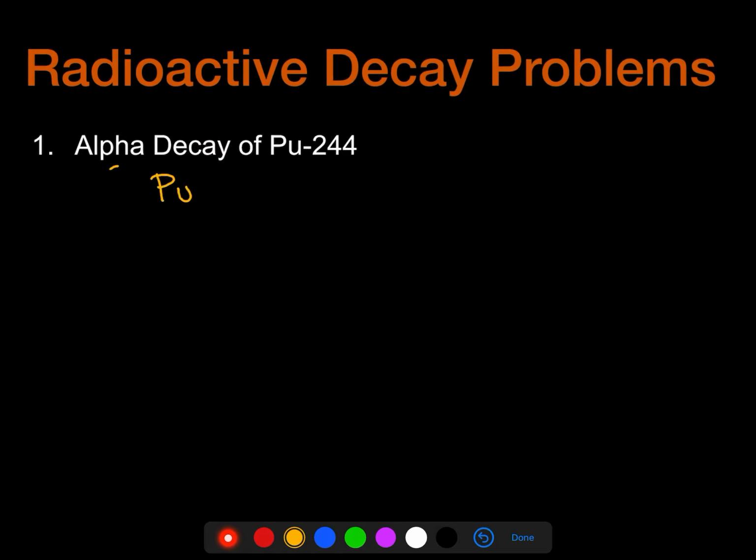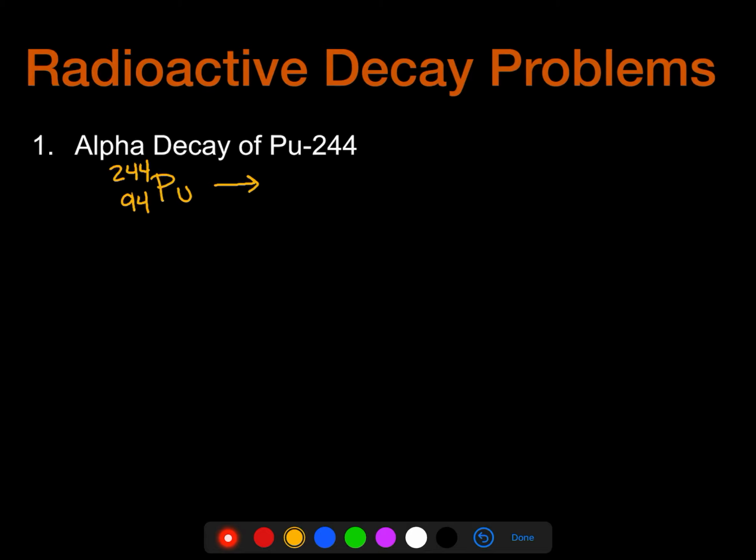Pu-244 is the mass. Plutonium is always number 94 on the periodic table. So if you have yours nearby, you might check this. It's down in one of the bottom two rows on the very bottom of the periodic table. We always represent any kind of change with an arrow. So we're saying that this is going to change, and this is a nuclear change.